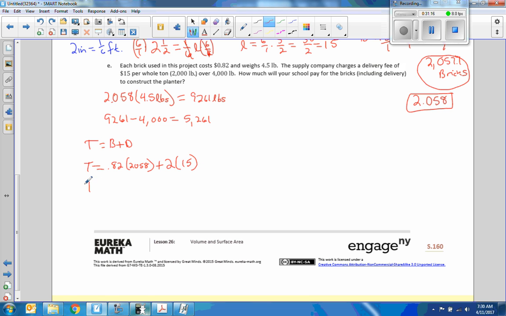So when we calculate this, I already have it figured out here. 82 cents times 2,058 is $1,687.56, plus the $30 for delivery. So my total cost is going to be $1,717.56.